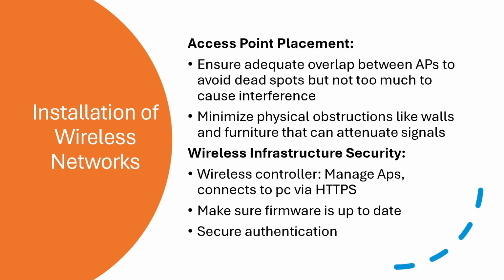Access point placement. The access points need to be placed in such a way that it ensures adequate overlap between APs to avoid dead spots but not too much to cause interference. It needs to be noted that we need to minimize physical obstructions like walls and furniture that can attenuate signals.